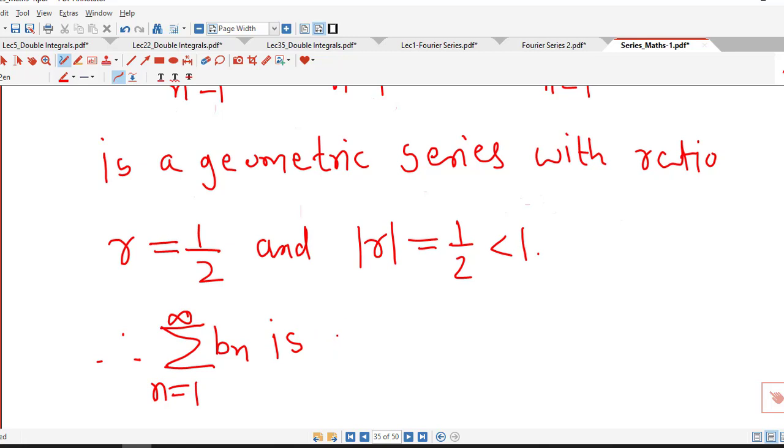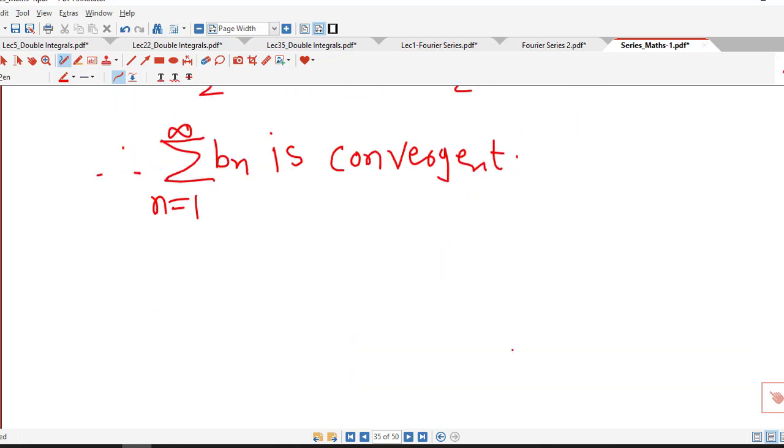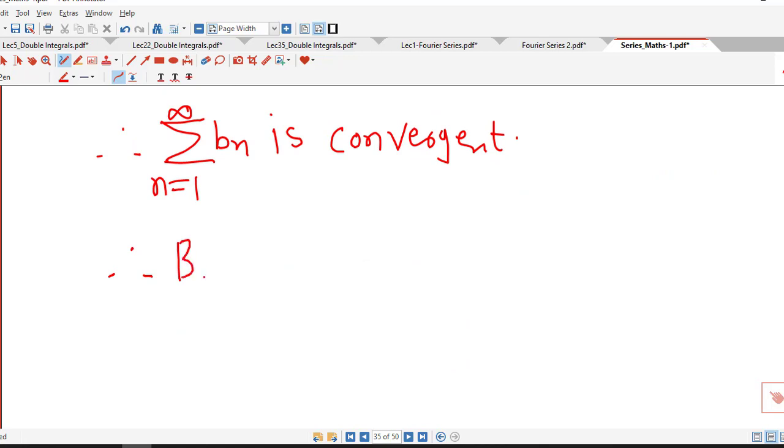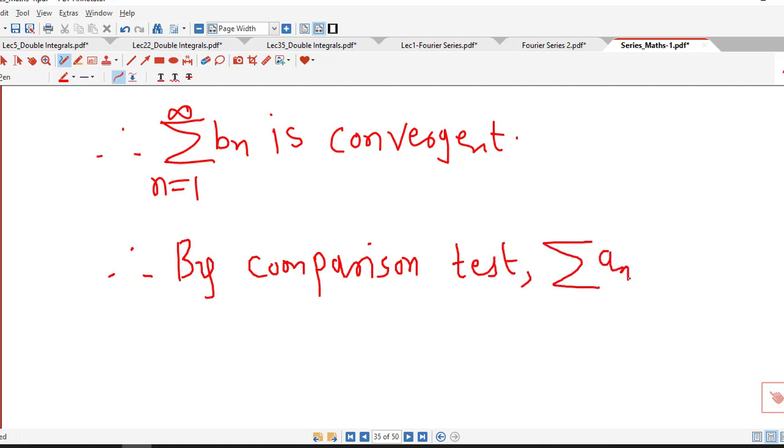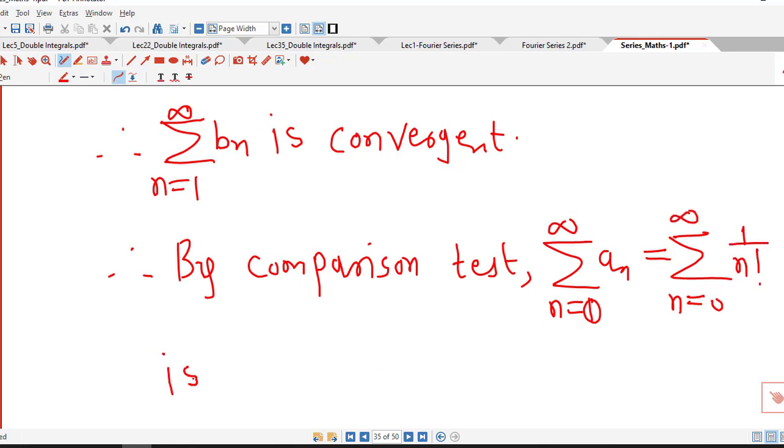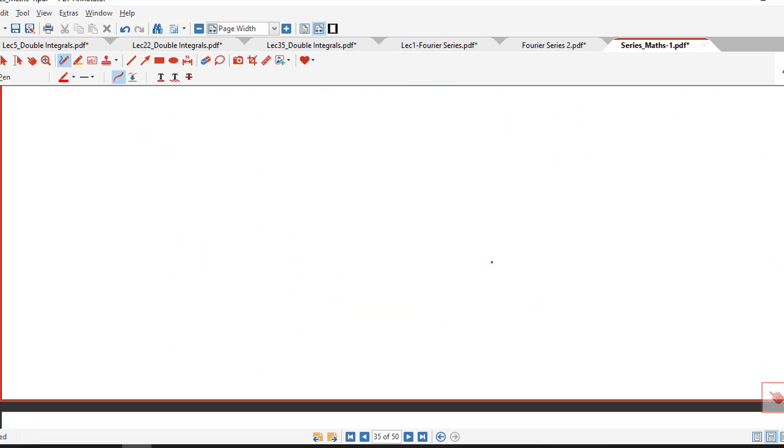So therefore sigma bn is convergent, and therefore by comparison test sigma an is also convergent. Sigma an was n equal to 0 to infinity, that is sigma n equal to 0 to infinity 1 by n factorial, is also convergent. So in this way we can use comparison test to decide convergence of given series.